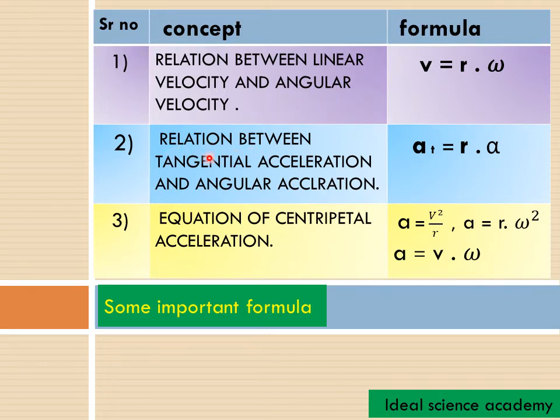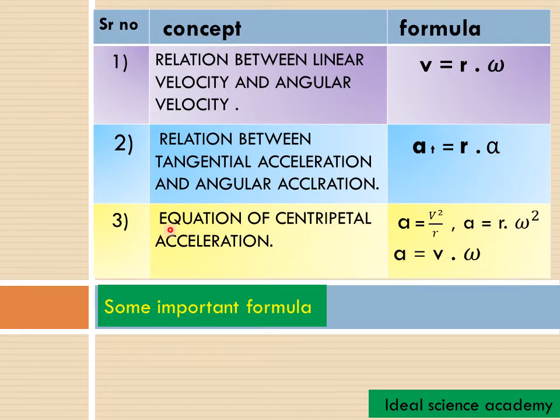Relation between tangential acceleration and angular acceleration, that is a of t means tangential acceleration and alpha means angular acceleration. The relationship is a of t equals r into alpha, where a of t means tangential acceleration, r means radius, and alpha means angular acceleration.